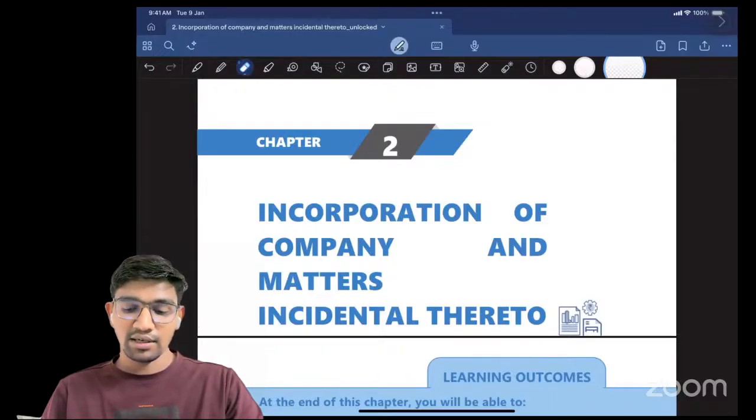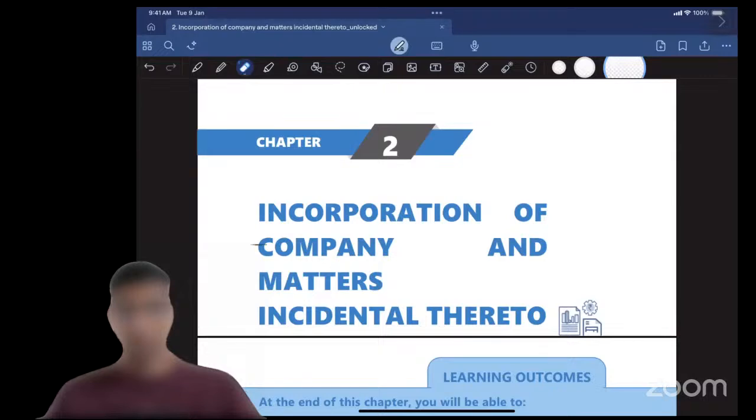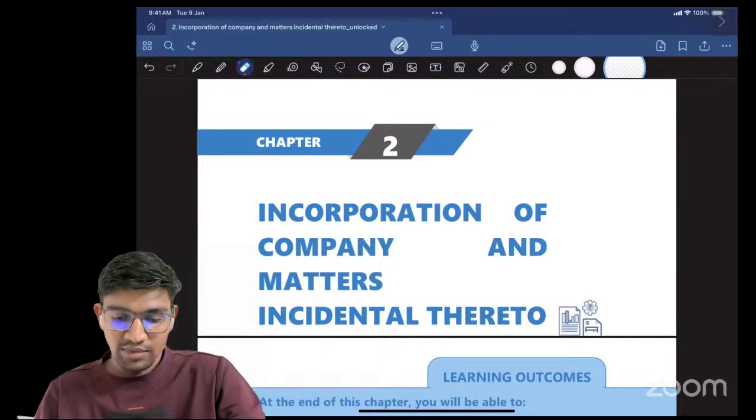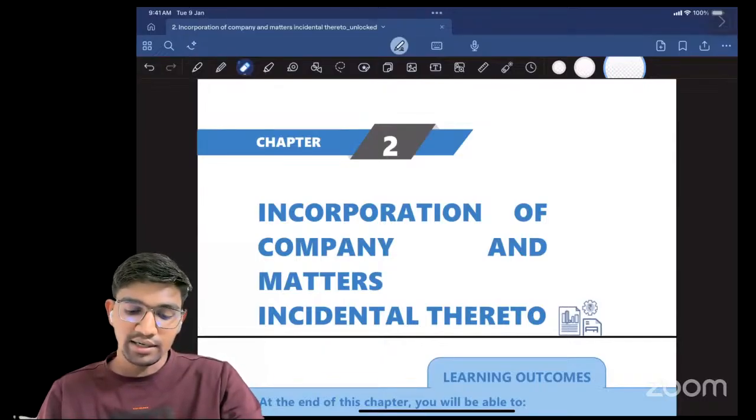It says promoter means, it's an exhaustive definition, a person who has been named as promoter in a prospectus or who is identified as a promoter by the company in the annual return under section 92, and who has control over the affairs of the company directly or indirectly, whether as a shareholder or director or otherwise, or in accordance with whose advice, direction, or instruction the board of directors of the company is accustomed to act, but shall not include a person who is acting merely in a professional capacity, such as attorney, technical, or functional experts.